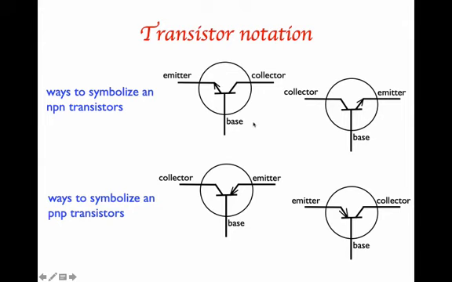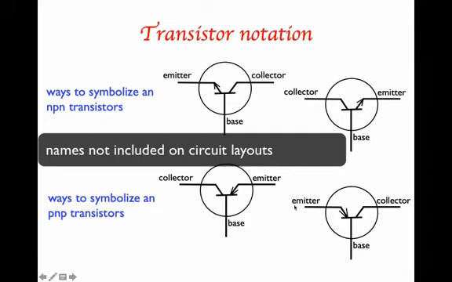The second piece of information you're given is that the arrow is always attached to the lead that is the emitter. So here is the arrow, and there's the emitter. Here's the arrow, there's the emitter.